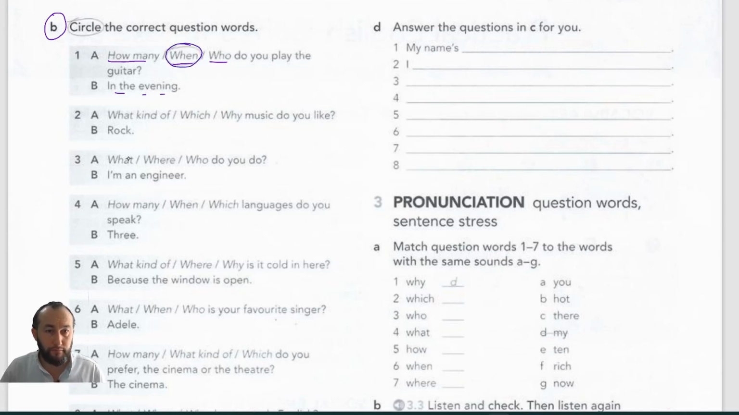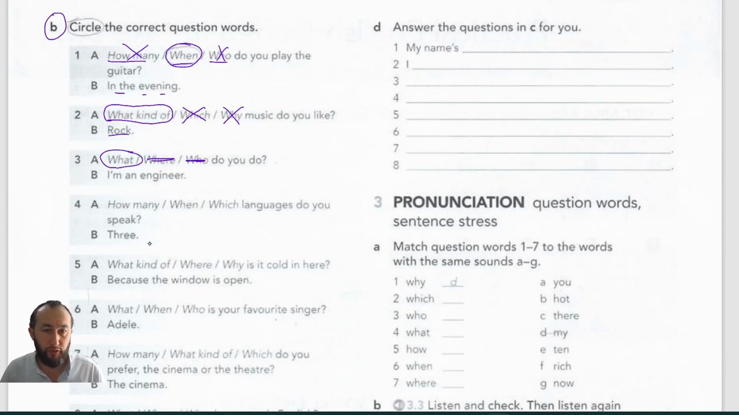That's it. Number 2, rock. So rock is a type of music. So here we go. What kind of music? We don't say which. We don't say why, right? So we're just going to remove the extra options here, guys. So what kind of music do you like? Number 3, I am an engineer. I'm an engineer. So what do you do? We don't say who. So we say what do you do?